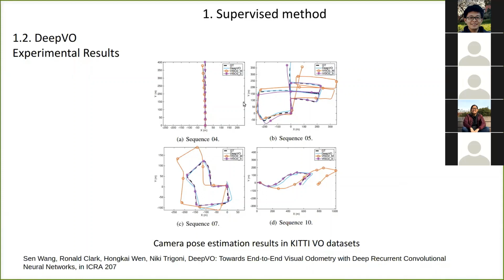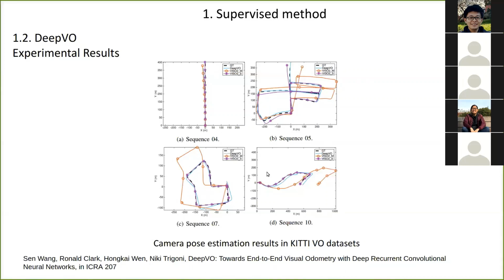So we can see that the result is not perfect, but comparing with the PoseNet, it has a significant improvement. Okay. So the training is using all the sequences other than this 4. So this 4 is used in testing, and other sequences used as training.